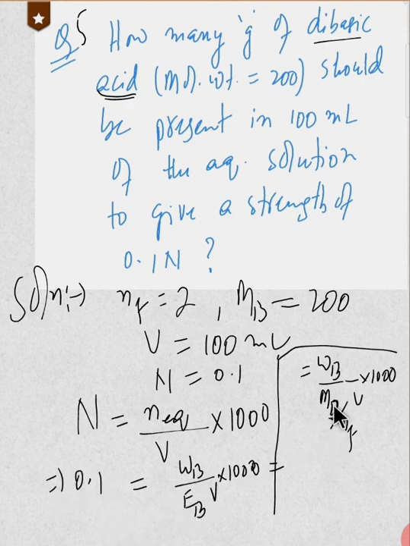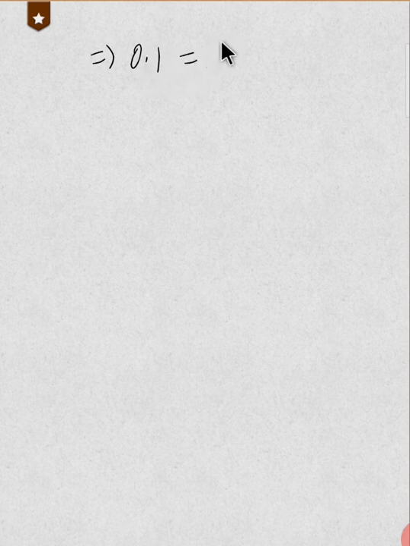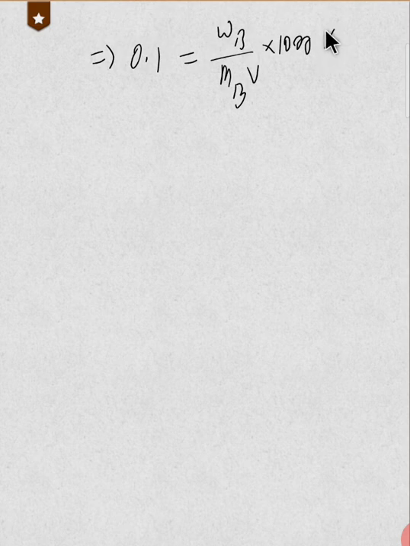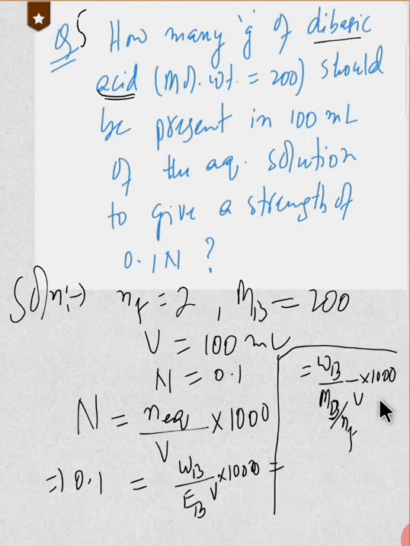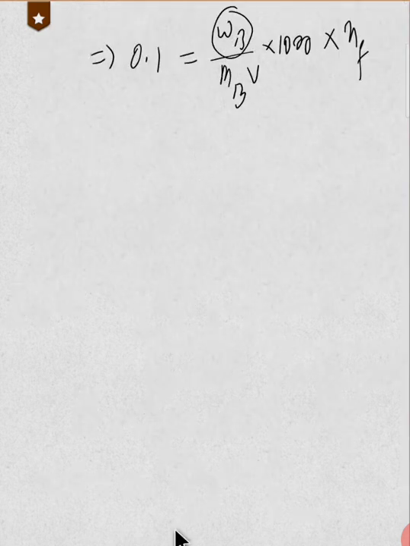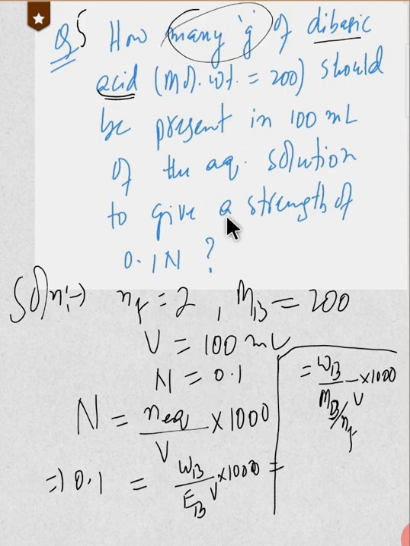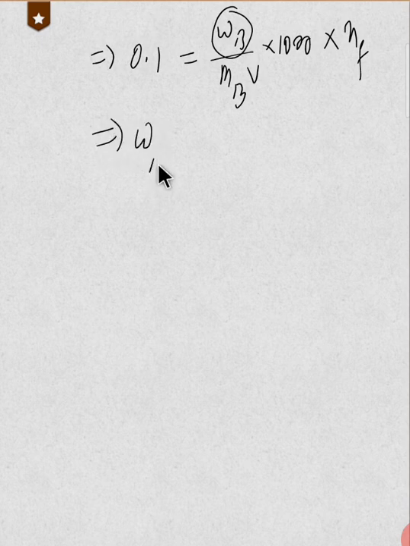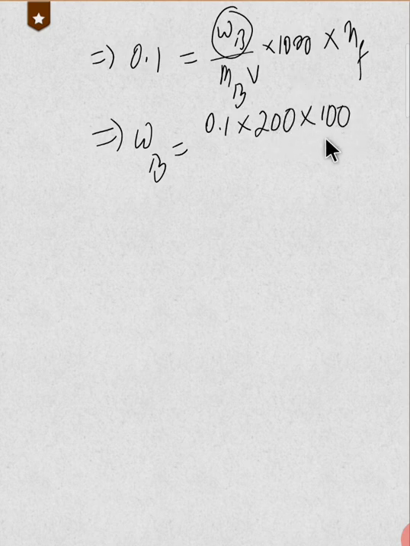So we need to calculate, let me write this on the next page. 0.1 is equal to the mass of the solute divided by the molar mass of the solute, volume, into 1000 into n factor. We are going to calculate this mass, the mass in gram. So this implies Wb is, this is normality, 0.1 into the molecular mass of the solute, which is given as 200, the volume of the solution given as 100, and this must be divided by 1000 into n factor. The n factor is basicity, which is given as 2 because the acid is a dibasic acid.